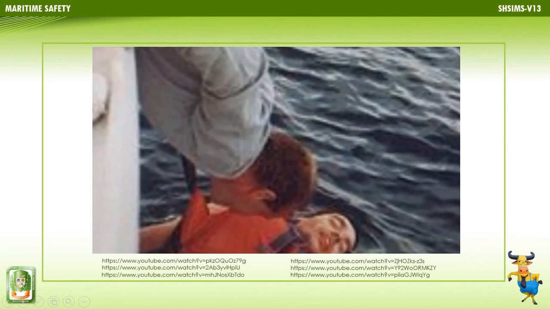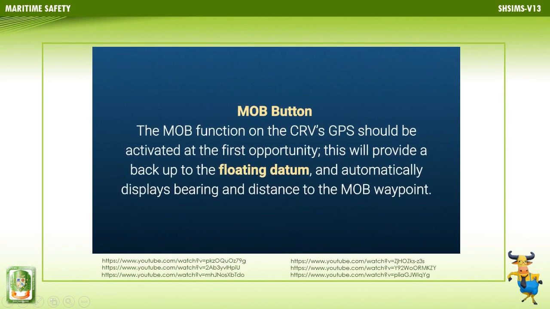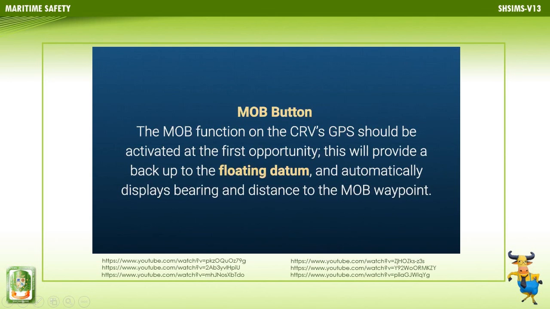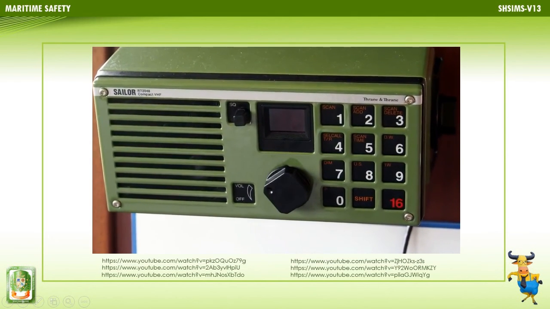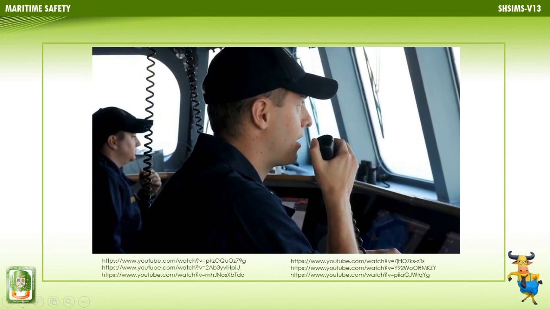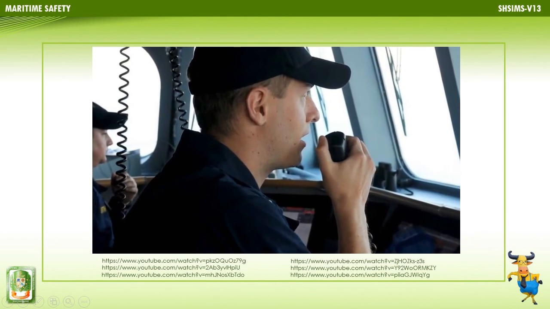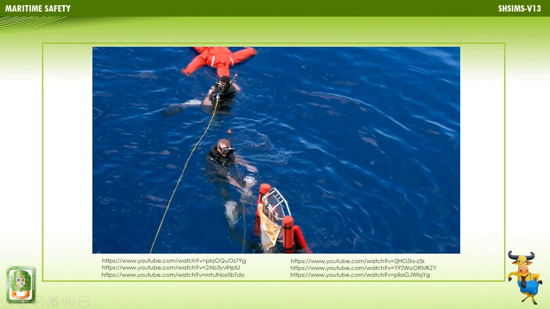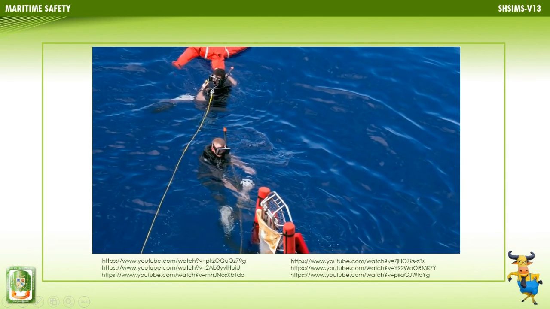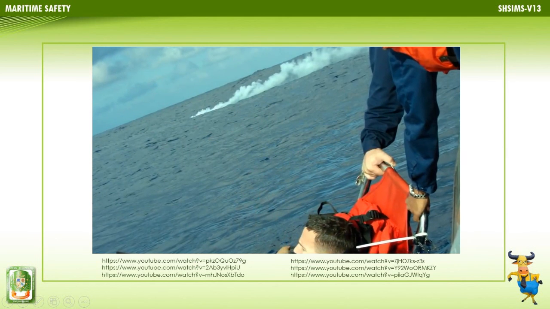The MOB function on the CRV's GPS should be activated at the first opportunity. This will provide a backup to the floating datum, and automatically displays bearing and distance to the man overboard waypoint. Sending out a distress call will ensure that assistance will be available if it becomes necessary. It can always be cancelled should the situation be resolved. Whether the distress call is sent immediately or at a later stage is at the discretion of the skipper.